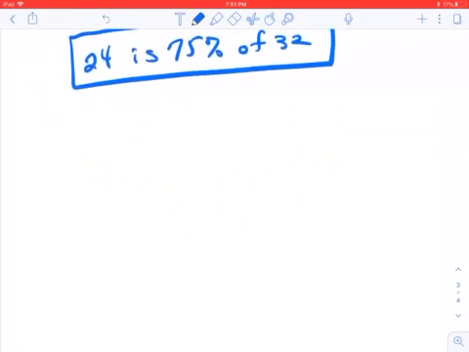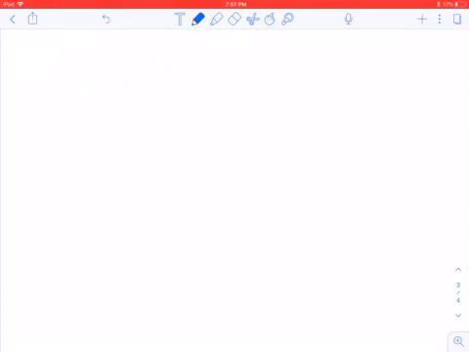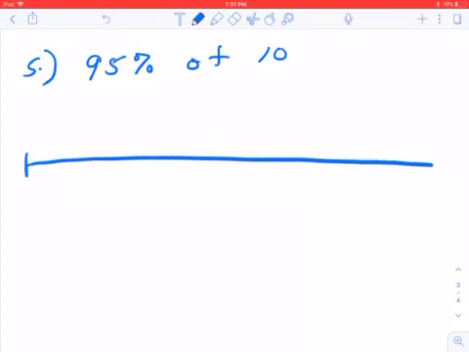Okay, last one. Number 5. Let's do 95% of 10. So again, we're going to make our double number line with 0% and 100%. What's the whole amount? That's right, 10. So we're trying to find 95%. That's almost the whole amount. We know it's going to end up being close to the whole amount. So it's going to be some amount close to 10.